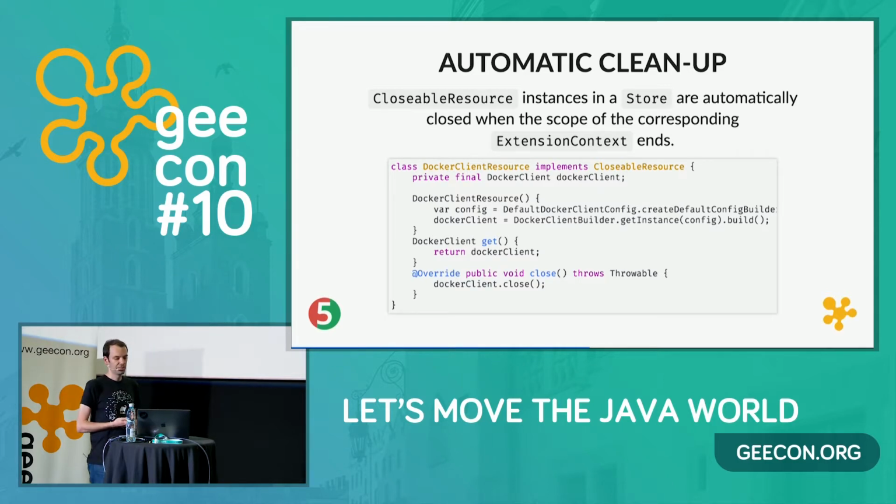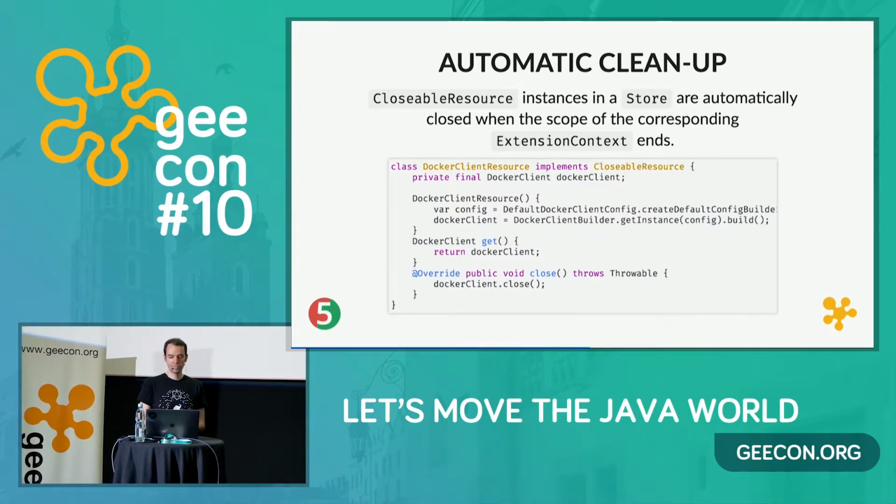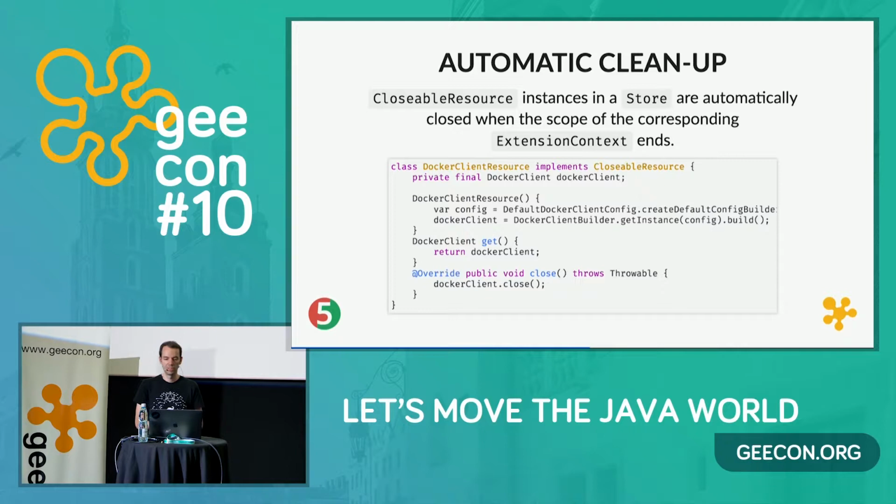So this is an example I actually used in the code base. I have not shown this. This is the Docker client, which is basically the connection to the Docker daemon. And I only need to create this once and can reuse it for all the tests. So this is how it's done. I just implemented a closable resource and put this into the root store of the root extension context. And then all the other times the extension gets called, it can just get the Docker client from there. So you don't have to reinstantiate it every time or reconnect to the daemon every time.